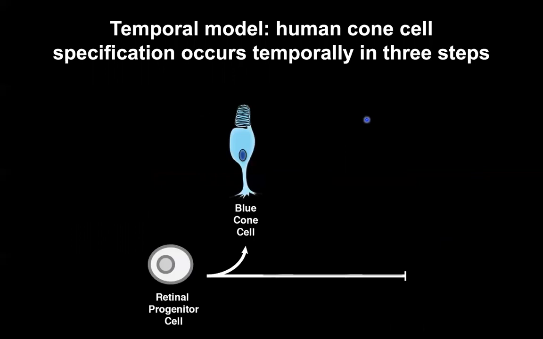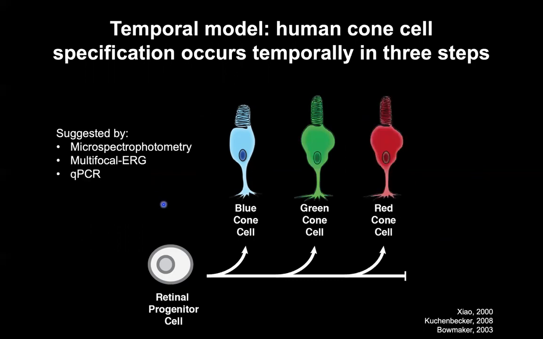A second model in the field is the temporal model, where all three cone subtypes arise in distinct temporal windows. The temporal model is suggested by several imaging techniques looking at the far periphery of the eye and qPCR studies on relative opsin abundance. Additionally, it is important to note that these models may not be mutually exclusive, but for the rest of the talk, I will show you data that supports the temporal model for cone cell generation.